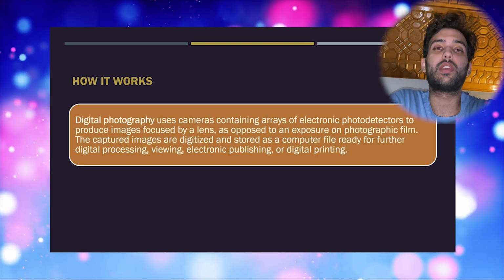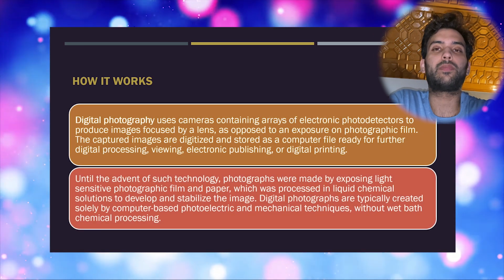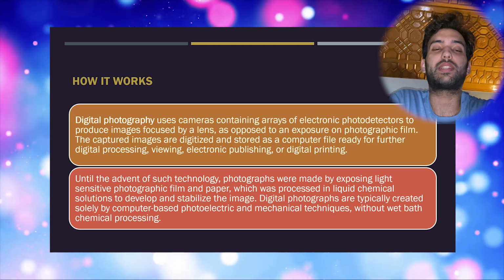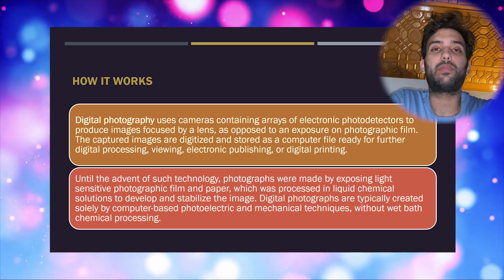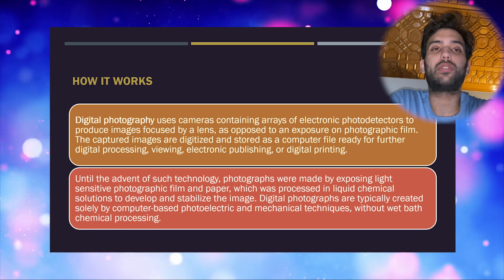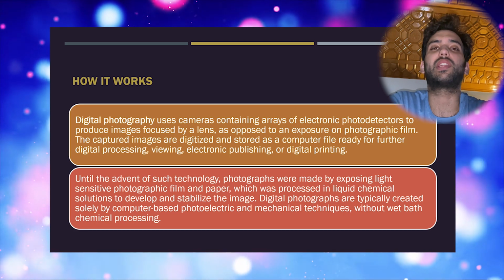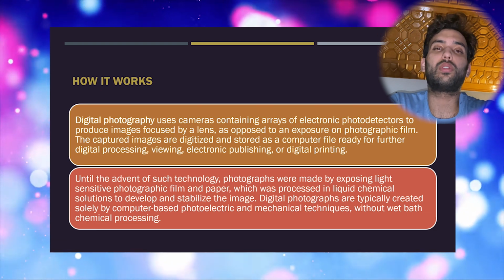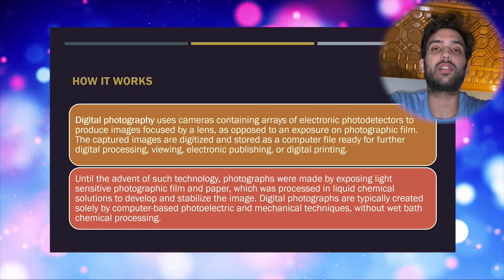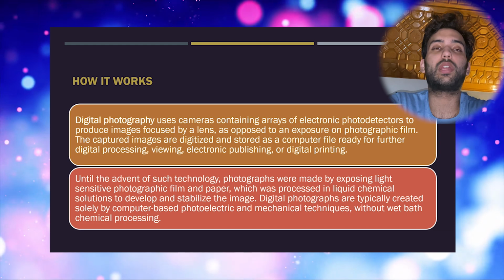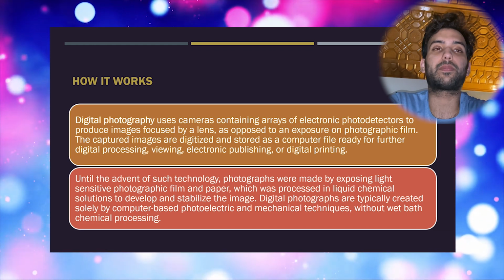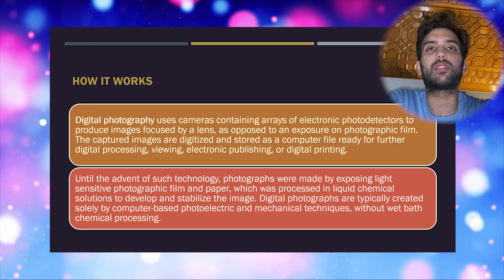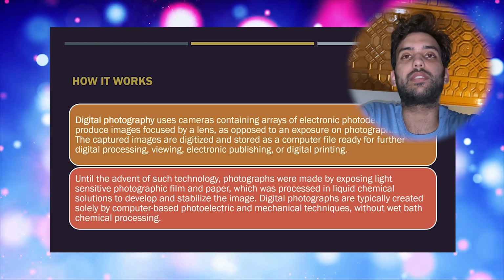Until the advent of such technology, photographs were made by exposing light-sensitive photographic film and paper, which was processed in liquid chemical solutions to develop and stabilize the image. Digital photographs are typically created solely by computer-based photoelectrical and mechanical techniques without wet bath chemical processing. The first consumer digital cameras were marketed in the late 1990s.